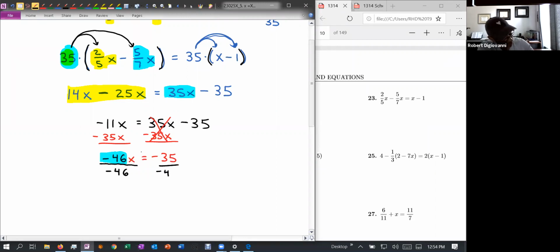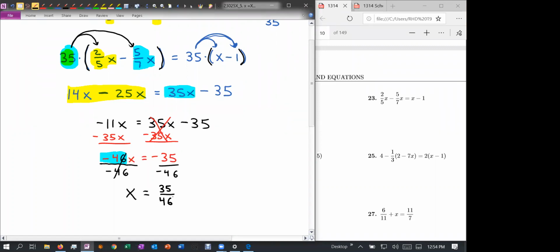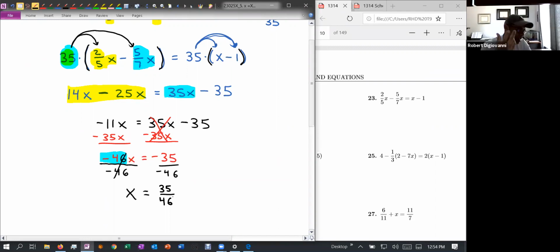Negative 46 over negative 46 becomes a 1x. So remember, there's a 1 in front there. You don't need to write it. And then on this side, 35 over 46. So at least I know it's a positive number, right? Because a negative divided by negative is positive. Does that reduce at all? No. I don't think that reduces. As a decimal, it's 0.76. Yeah, so as a decimal, we could probably get it. But to leave it as a fraction, this is it.